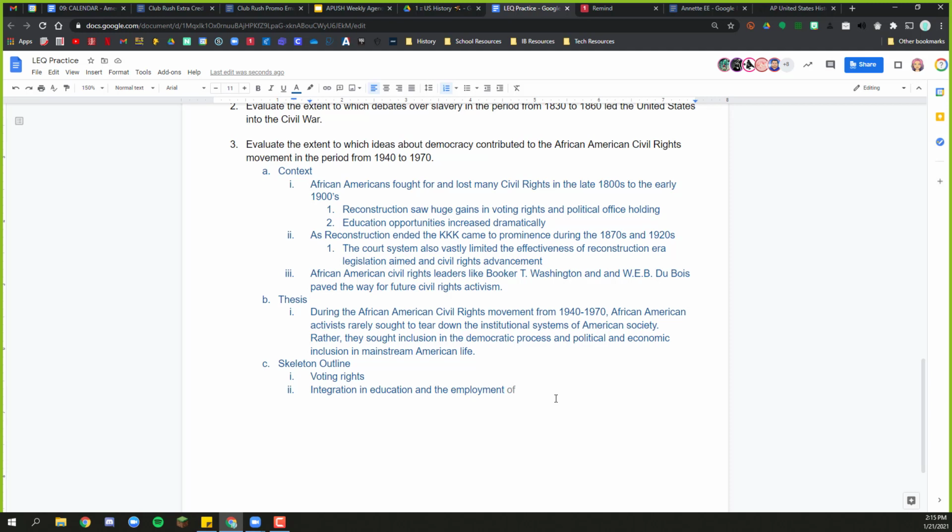Then I'm going to note that as Reconstruction ends, the KKK comes to prominence, the court system strikes down most of the civil rights legislation during the time period, and despite that, we still have leaders like Booker T. Washington and W.E.B. Du Bois, who don't necessarily get along, but they're both paving the way for civil rights activism, and it's their pushes that really pave the way for groups like the NAACP to even exist.